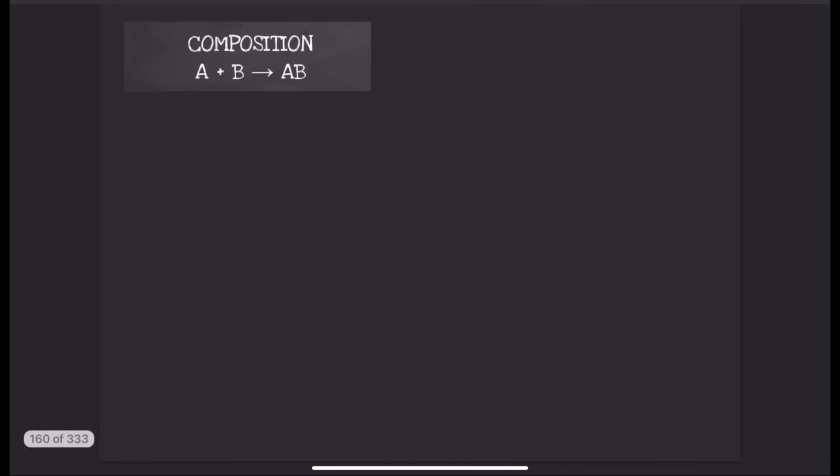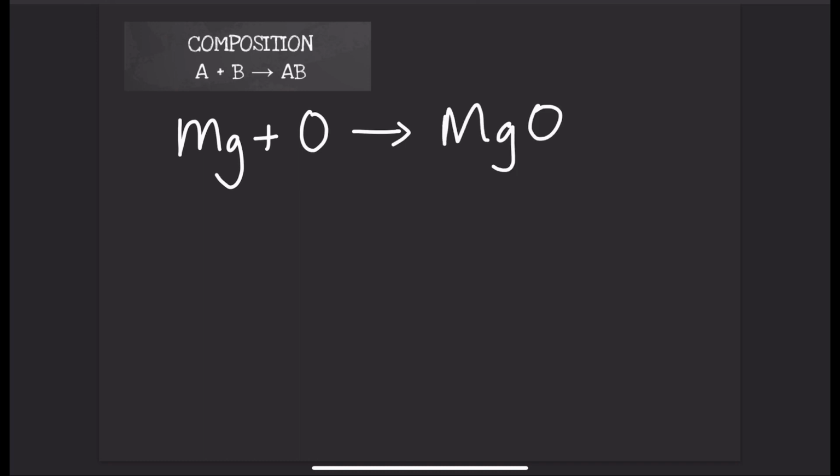So, composition reaction. Let's give an example. We can use one element, magnesium, plus another element, oxygen. This is what we did in class, burning the magnesium strip. It's a silver metal, but after we burned it, it became a white powder. So magnesium, which is an element, plus oxygen, which is another element, gives you magnesium oxide.